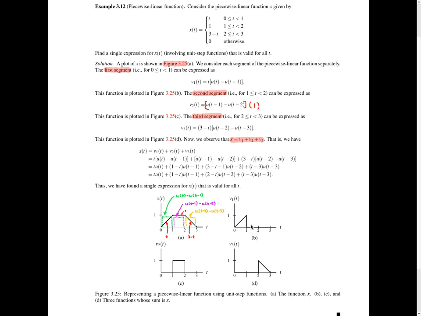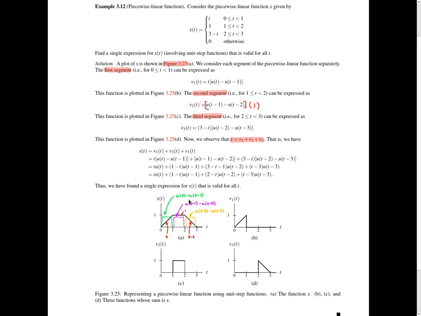So let's look at how we can write an expression for the function v1 that consists of only a single case that's valid for all t. The observation we can make here is that the function v1 is simply the original function x, shown in figure A, multiplied by this rectangular pulse that I've drawn in green. If I multiply this by my original function x, this will give me the function v1. Now if we stop and think about it, what's the formula for this rectangular pulse that I've sketched in here? Well, it's this formula that's written in green.